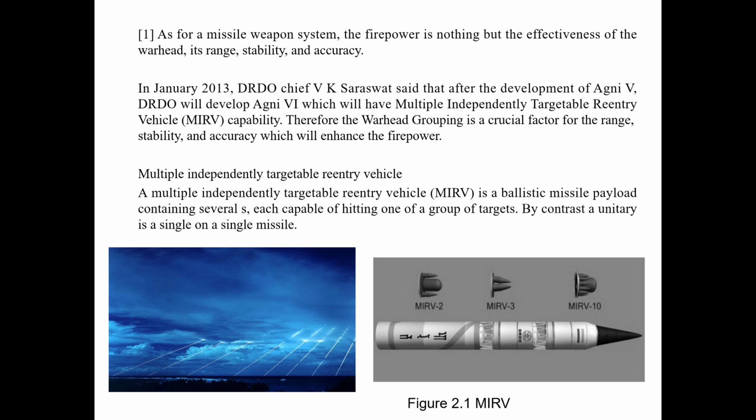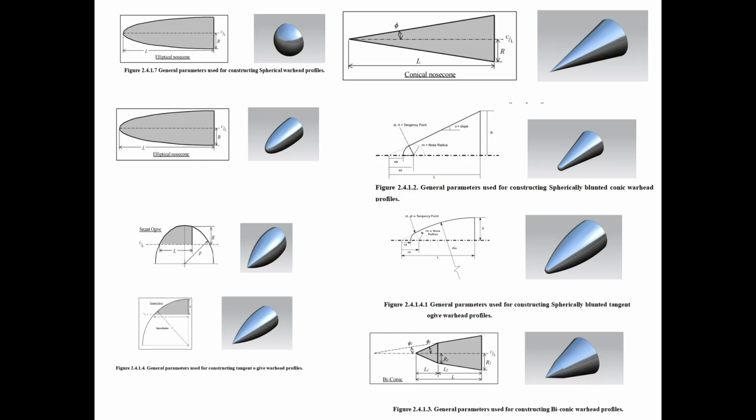So the left side picture shows how the multiple re-entry vehicles are entering the atmosphere. They can fall at a distance of, you can take any small distance, but it can go up to 800 kilometers apart from each other. So by using one missile, you can destroy multiple targets of the enemy.